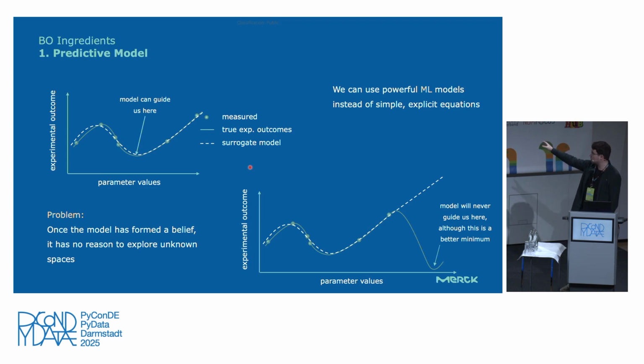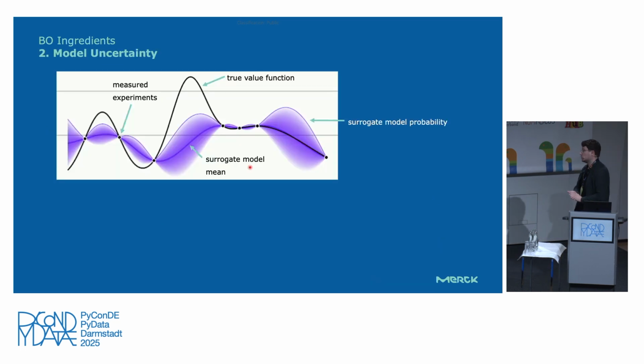So if you ask this model, it would never, ever recommend you to go there if you just go according to the predictions, which is the line. So just using predictive models in the low to no data regime is not necessarily the best idea. This is why we need this uncertainty.